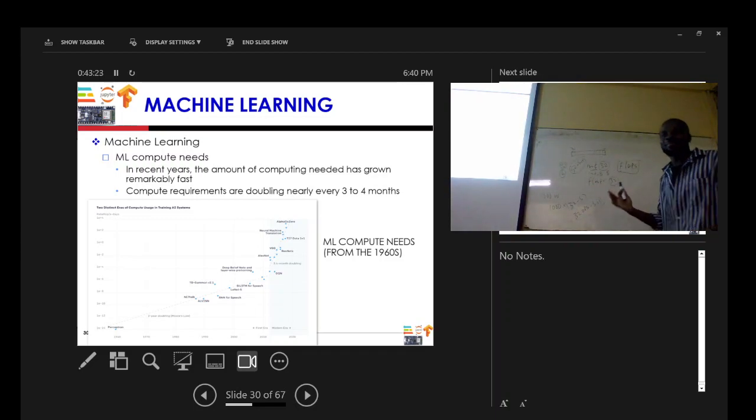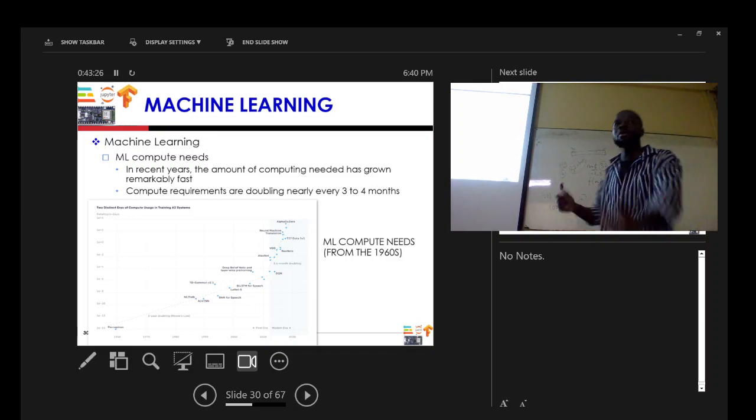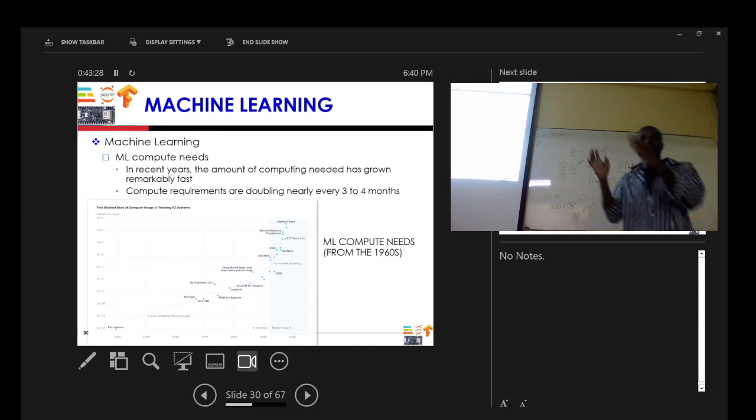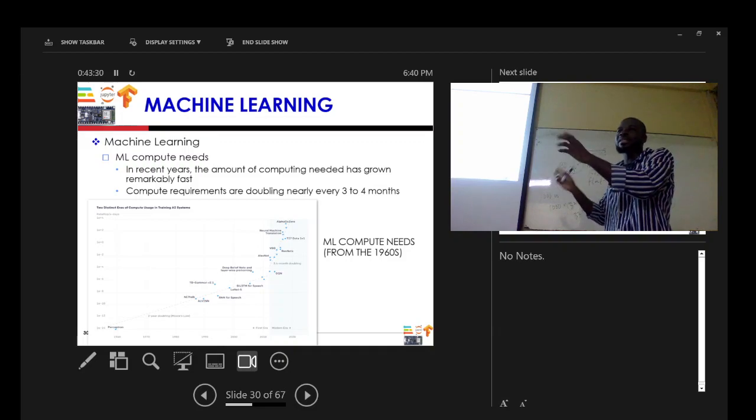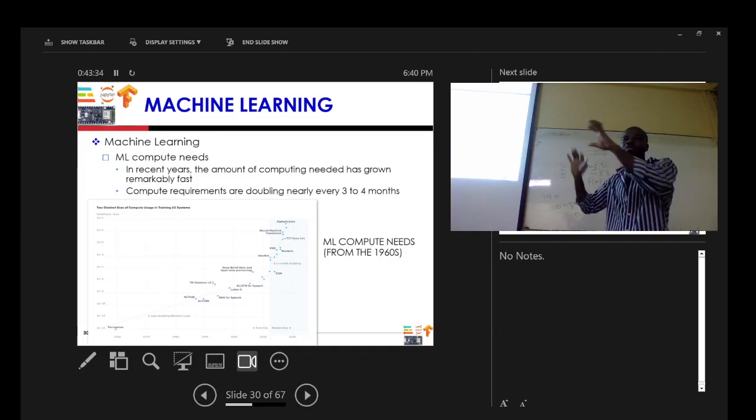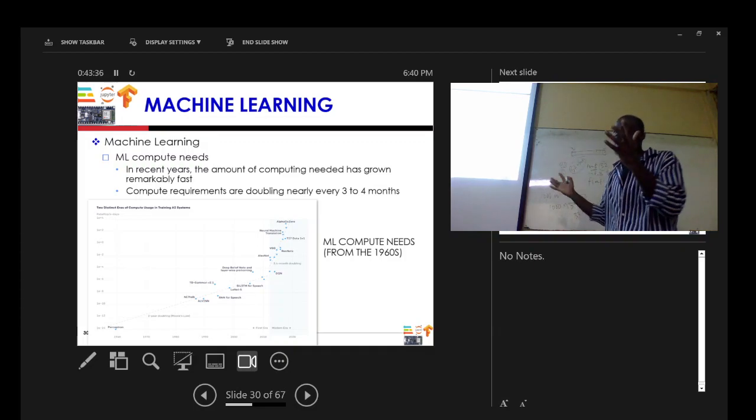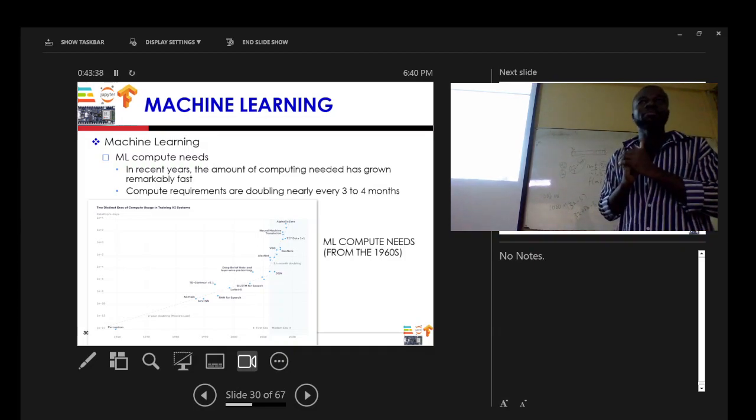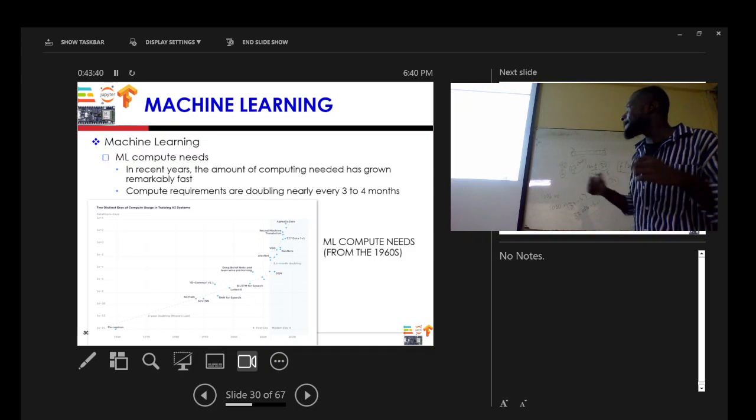Operations per second. So that's how you measure how fast they're going. Floating point means that the floating point operation is doing some kind of decimal calculations, right? So we have floating point operations per second. So that's how you measure your machine learning algorithm, right?